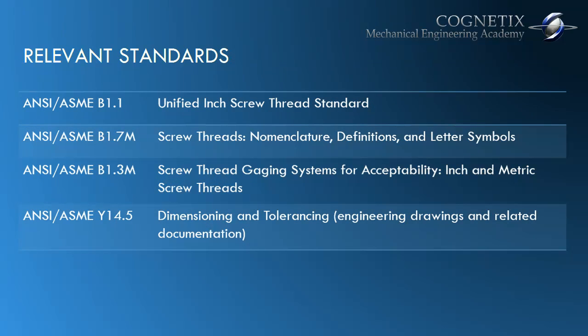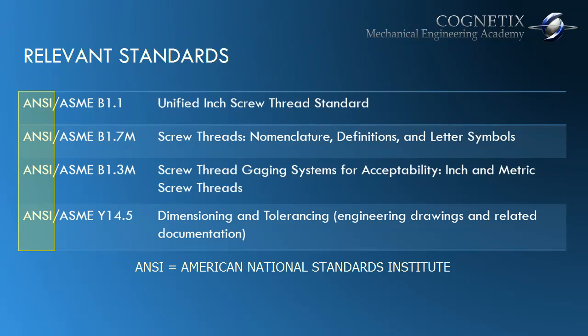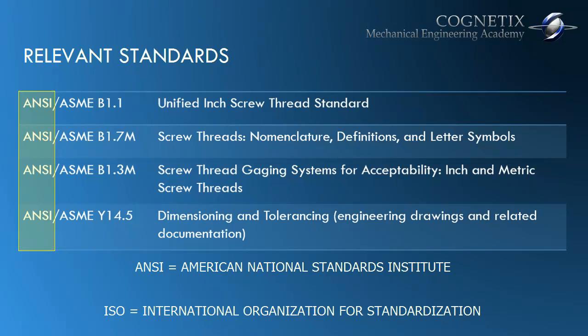Okay, so the main standards that are relevant to this topic are listed on this table. Let's talk briefly about ANSI and ASME. ANSI is the American National Standards Institute, and it is a privately funded entity which happens to be the United States member of the International Organization for Standardization, ISO. ANSI itself does not write standards, but it does approve them.